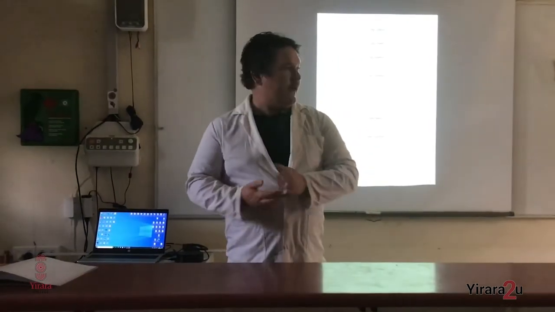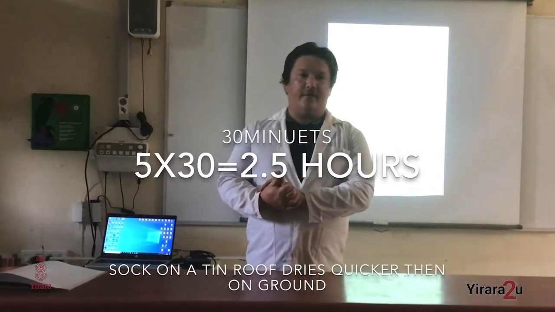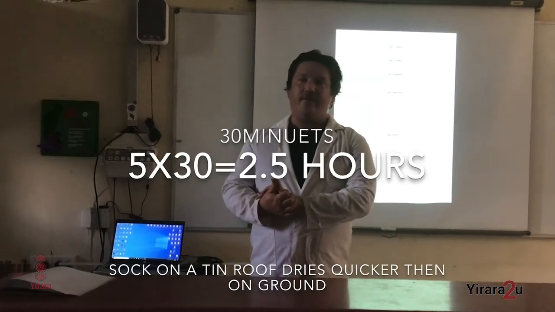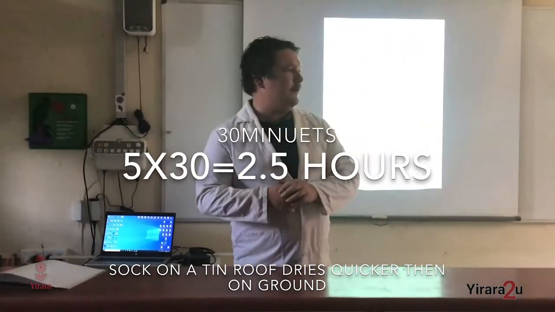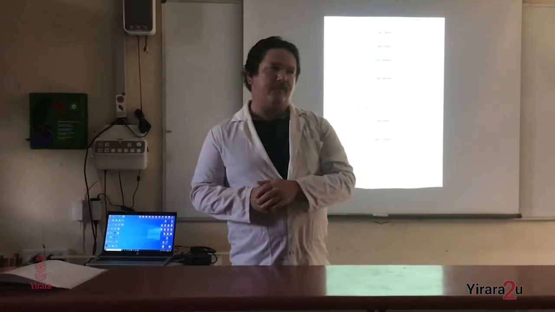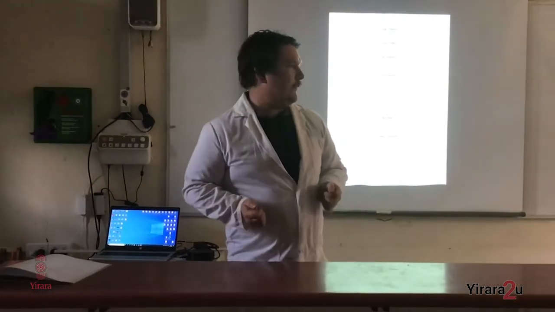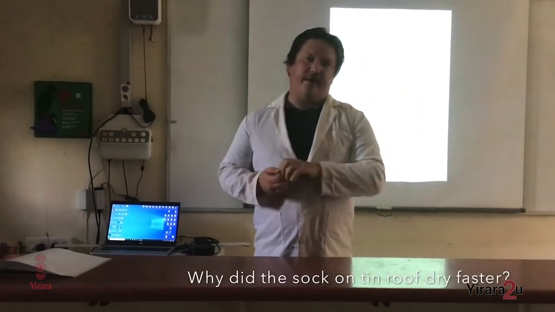So I got the sock down off the roof and I noticed it dried within 30 minutes. So that's about 5 times faster than the one in the sun. And the one in the sun dried in 2 hours and 5 minutes because the sun was hotter. It was a hotter part of the day. So something changed. We could account for that. But why do you think the one on the roof dried faster?